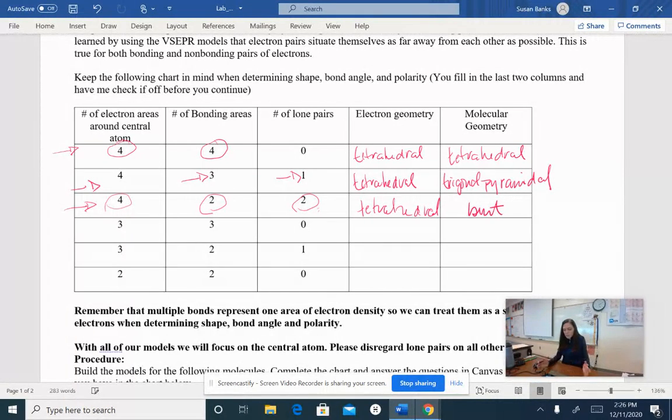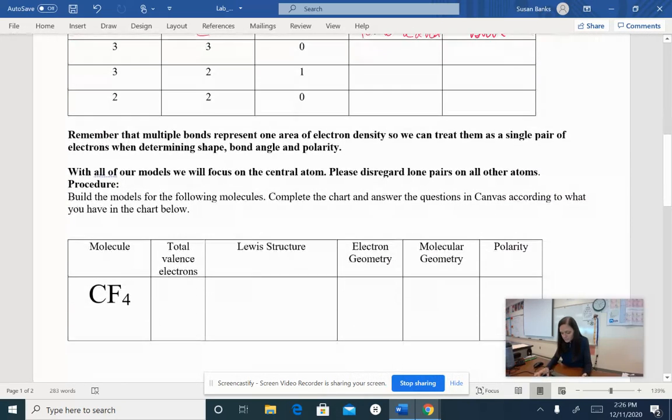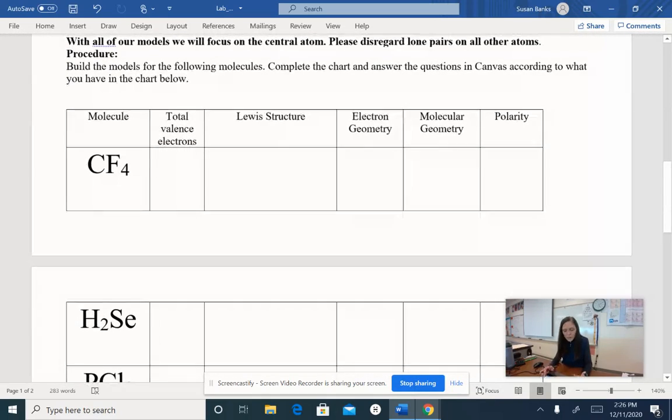Okay, so you're going to want to fill out the rest of this chart, and then we're going to use this chart to kind of guide us on some molecules that we're going to make. Okay, so I'm going to do the first one for you. We have carbon tetrafluoride here, so we need to figure out the total number of valence electrons to help us learn how to do this Lewis structure.